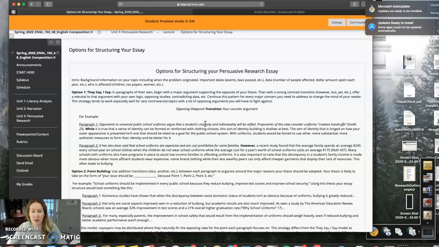The sort of identity that is hinged on how your outer appearance is presented isn't one that should be touted as a goal for the public school system. With uniforms, students would be forced to use other, more substantial, more authentic measures to form their identity and be better for it. So if you remember from last week, we talked about naysayers, and you want your rebuttal to be thorough. That's kind of what we're looking at.